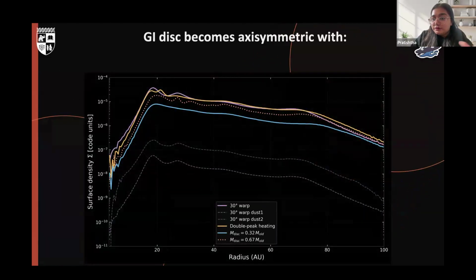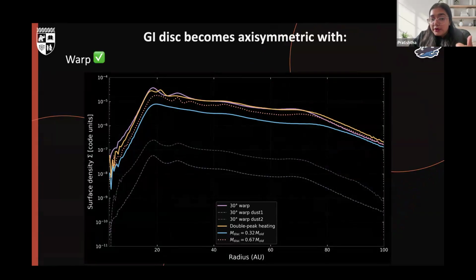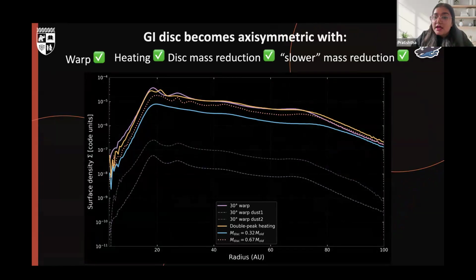And so where we are now, a GI disk with these spiral structures becomes axisymmetric with a warp. It becomes axisymmetric when we heat the disk. It becomes axisymmetric when we reduce the mass of the disk instantaneously, and when we reduce the disk mass slower. And I put quotations on the slower because 3 orbits is still fast.